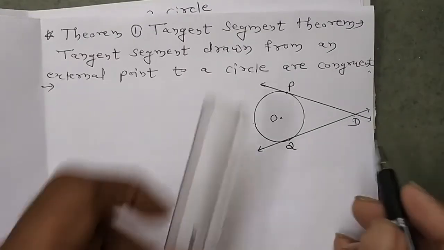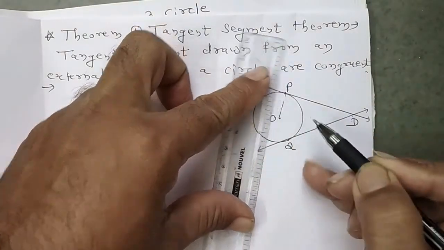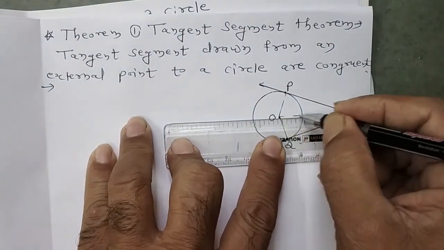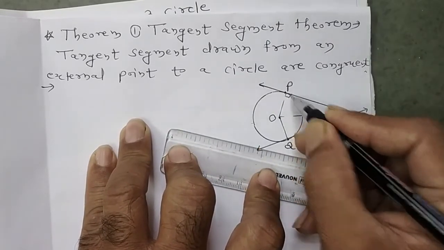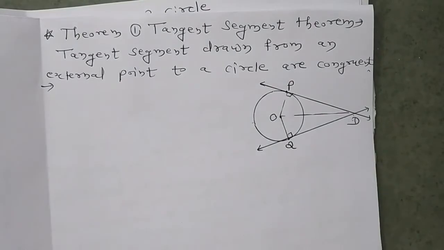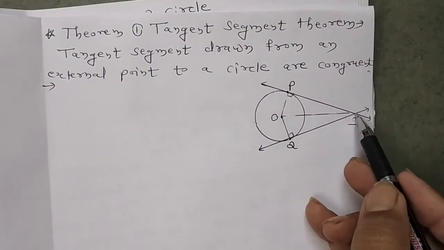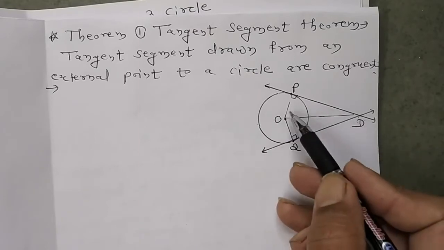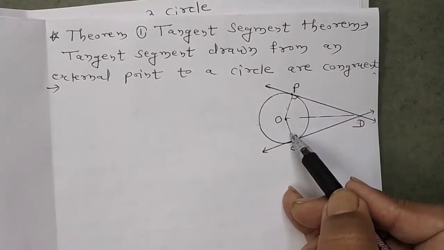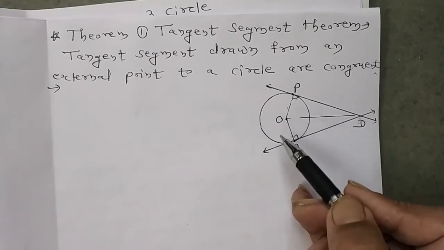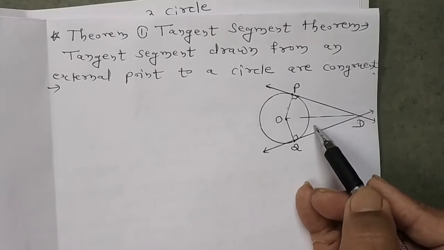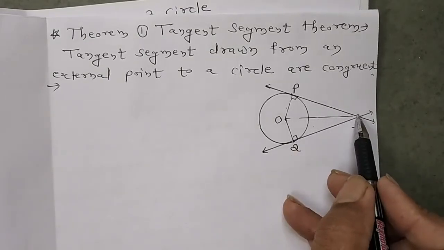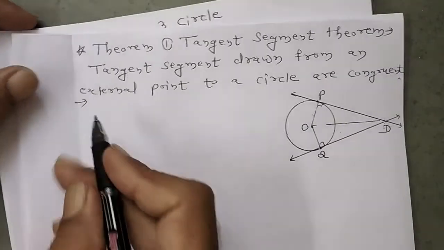Construction. Now here, draw segment OP, segment OQ and segment OD. Now in the proof, in triangle OPD and triangle OQD, these two angles are congruent because of the tangent theorem. These two segments are congruent, radius of the same circle, and this is common. Therefore, by the hypotenuse side test, these two triangles are congruent. And corresponding sides of congruent triangles are congruent. Therefore, segment PD congruent to segment QD. This is the proof.